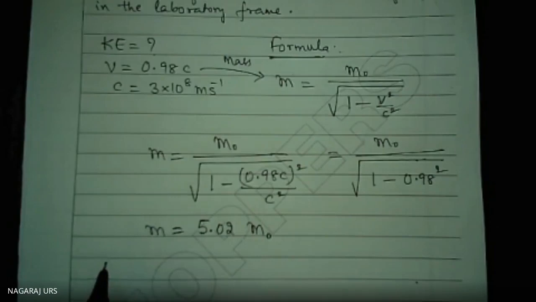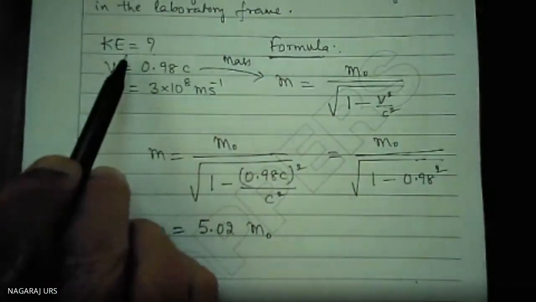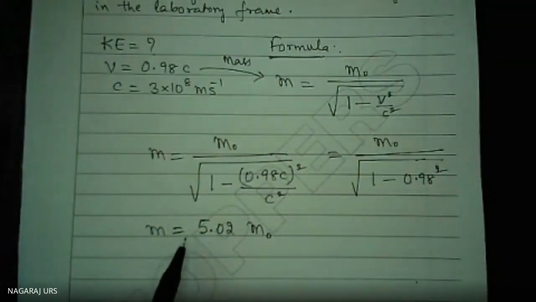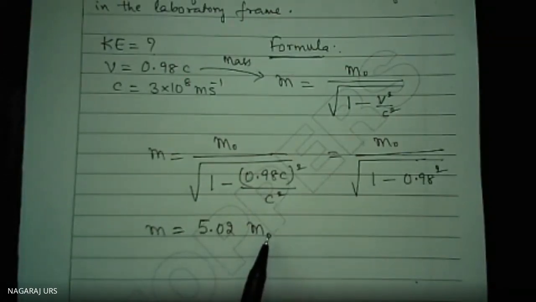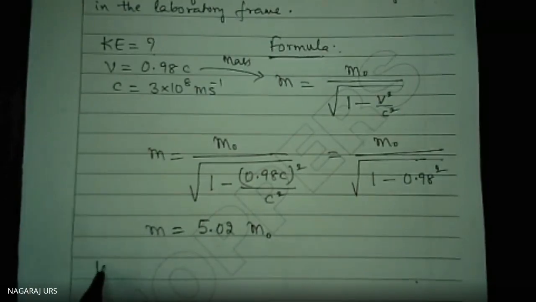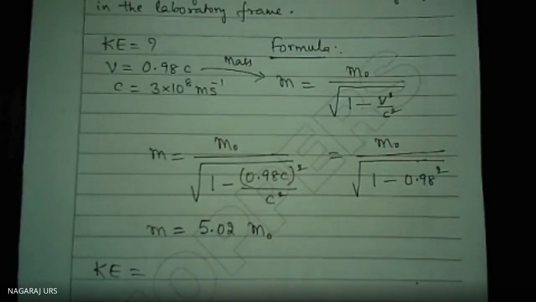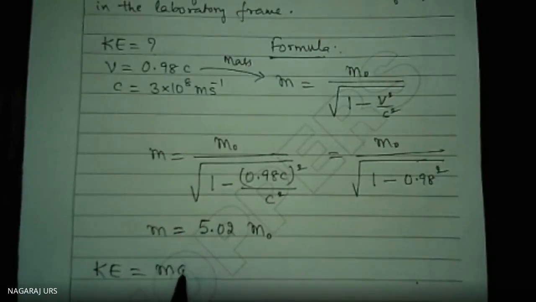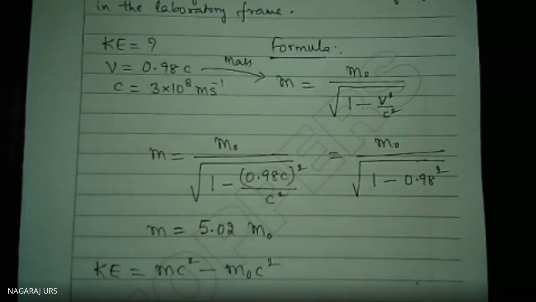Now coming back to the concept. Now I want to calculate the kinetic energy. This is the mass when it is moving. When it is not moving, this is the mass. Now kinetic energy is equal to m c square, moving mass, minus rest mass energy, of course. So therefore, I can take c square as a common factor and do it here.